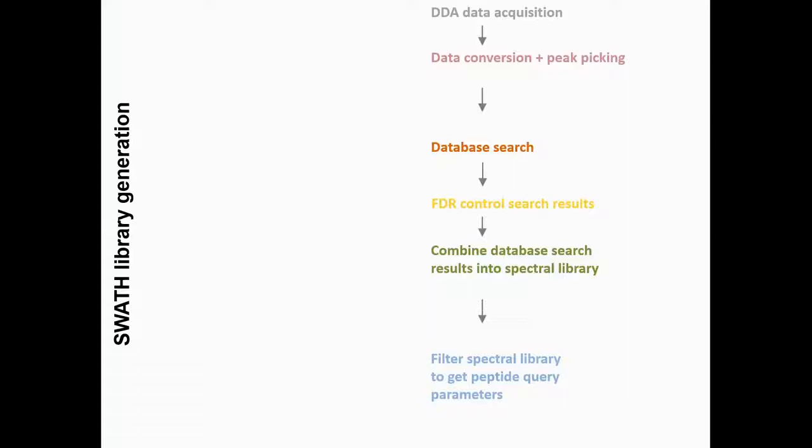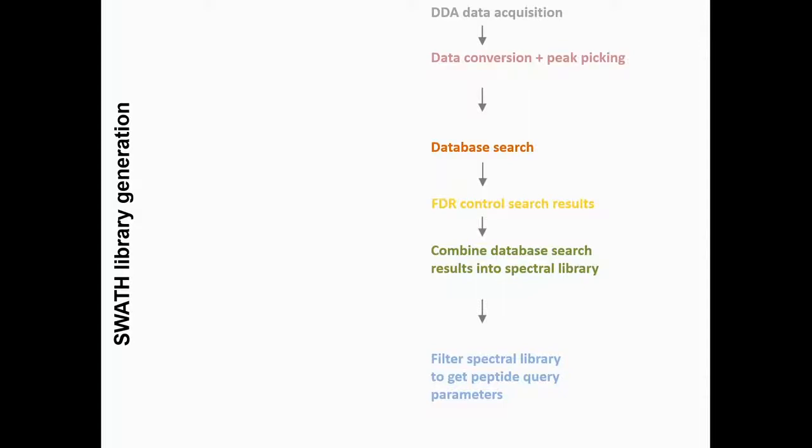We need to convert these data files into file formats that we can manage, and we need to do peak picking, right? The search engines need a peak list, so you have to do some centroiding and peak picking. Then we do a classical database search using Sequest or any of the other tools. We do some FDR control of these database search results. This part, many people who do DDA will be very familiar with.